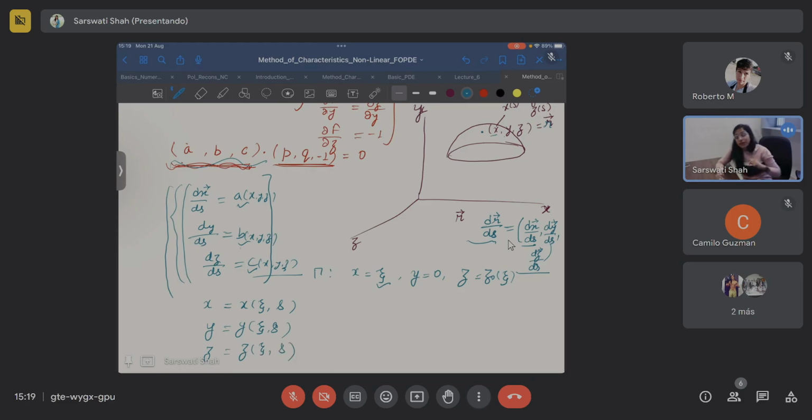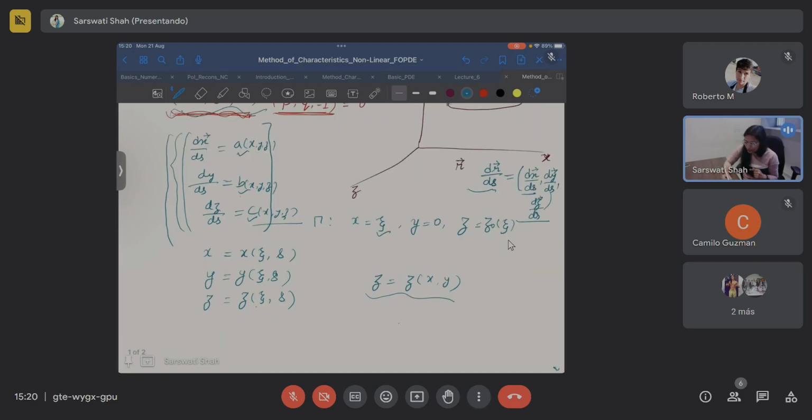So this is the solution. Now you can see that this is the solution of a PDE, but this is a parameterized solution. Our aim is to find the solution such that it depends on x comma y. Now to express this form, we need to express xi comma s as a function of x comma y.